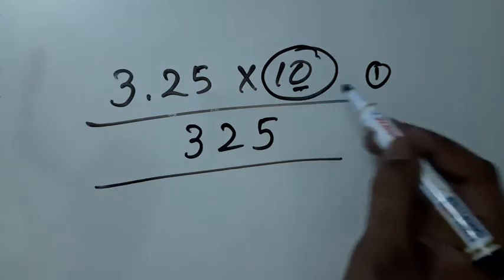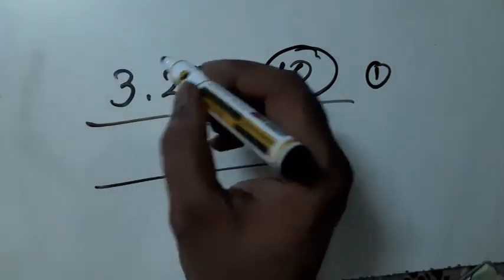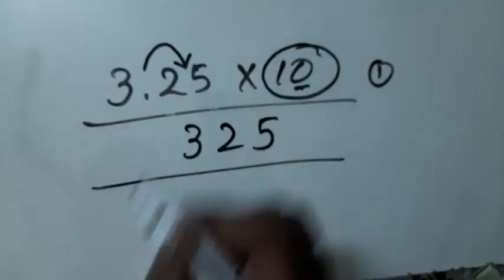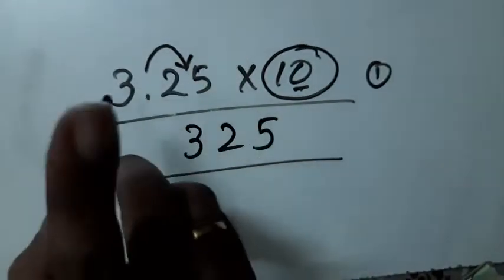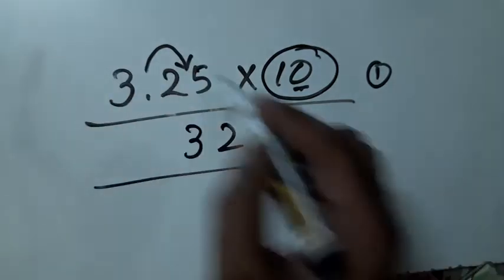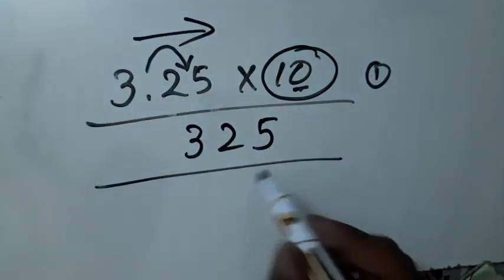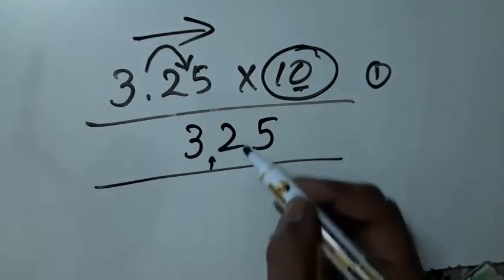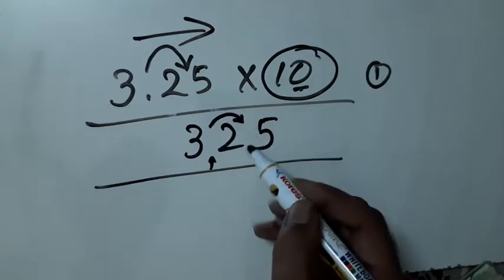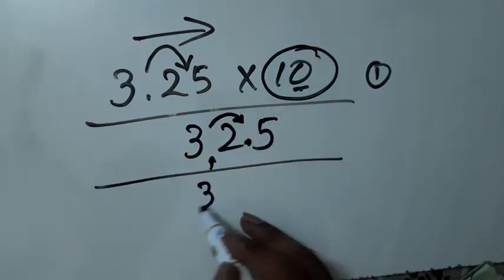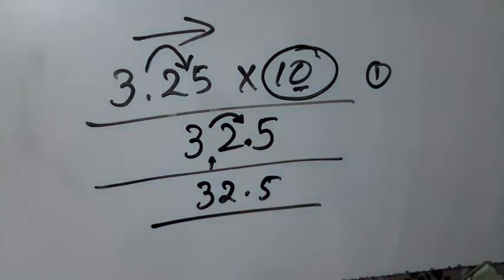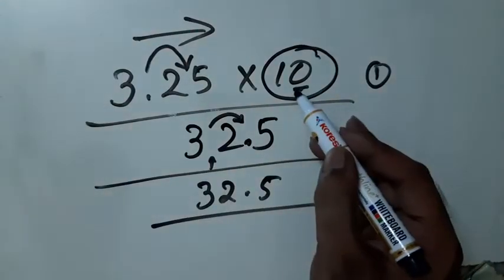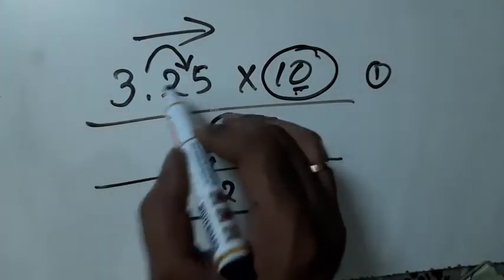Since the number of zeros here is 1, you have to just move the point one place towards the right. Remember, towards the right. So earlier the point was here, it will move one step towards the right and it will reach here. So that becomes now 32.5. So here we can see that you are just counting the number of zeros and moving the point towards the right.